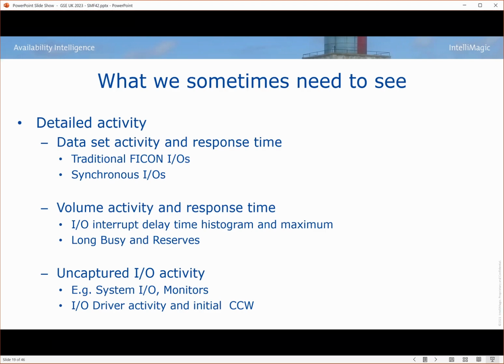Then we have a topic which we've termed uncaptured IO activity, IOs that we really can't trace back to a specific address space or activity, monitors, things like that. So it's a more detailed view of digging deeper into what we want to see, not at a higher disk level.